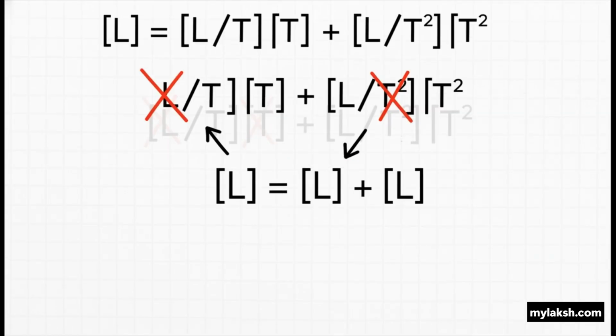And now for the really satisfying part. In that ut term, the t to the minus 1 and the t just cancel each other out, leaving us with just L. And look at the at squared term. The t to the minus 2 and the t squared cancel out too, also leaving just L. So what are we left with? L equals L plus L. Every single term in this equation represents a length. The equation is dimensionally correct. It follows the grammar of physics.